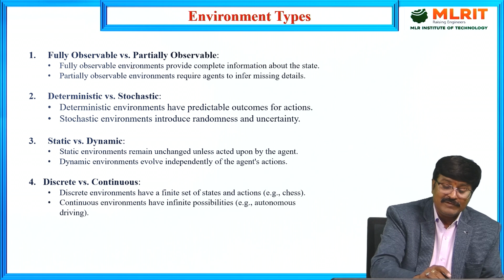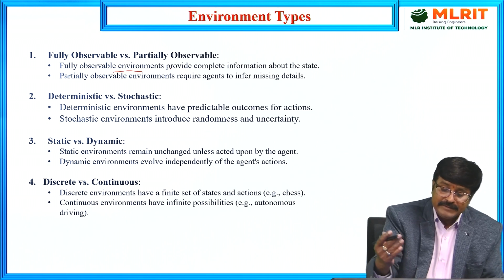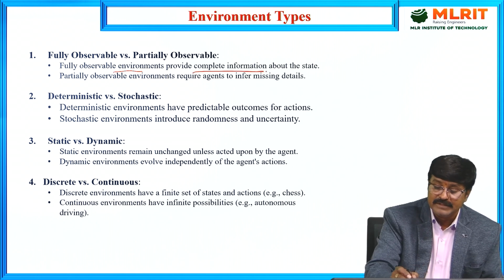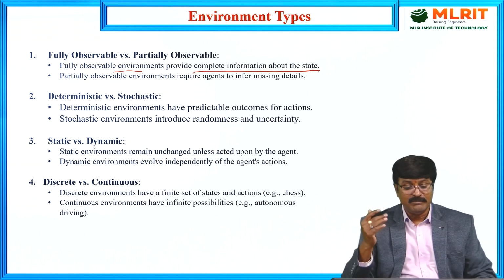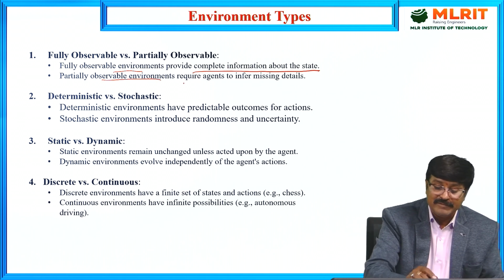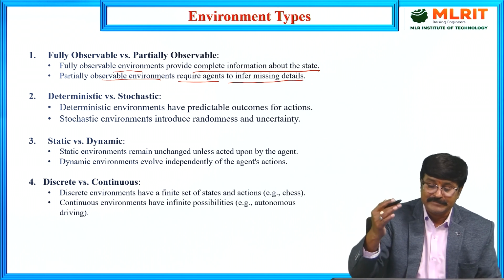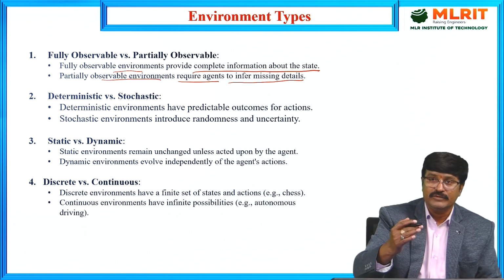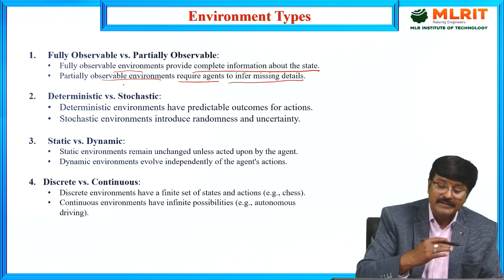So, fully observable versus partially observable. What does a fully observable environment mean? It is continuously getting the perception from the environment, providing complete information about the state. A partially observable environment requires the agent to infer missing details, based on the current perceptions and the previous history. You are not taking the information continuously.